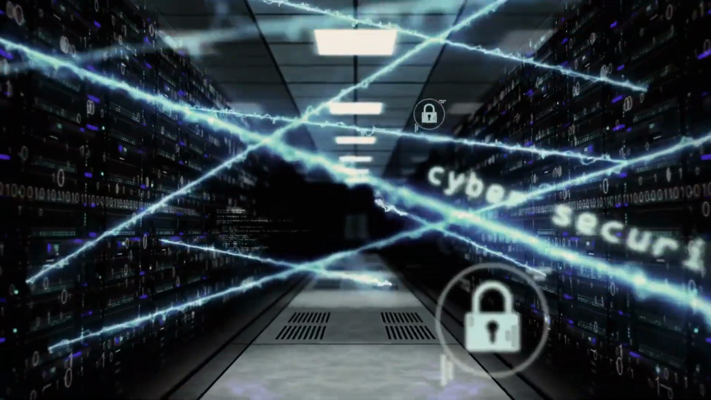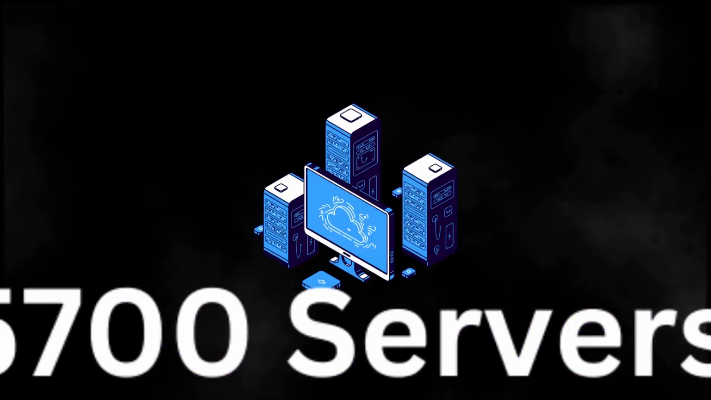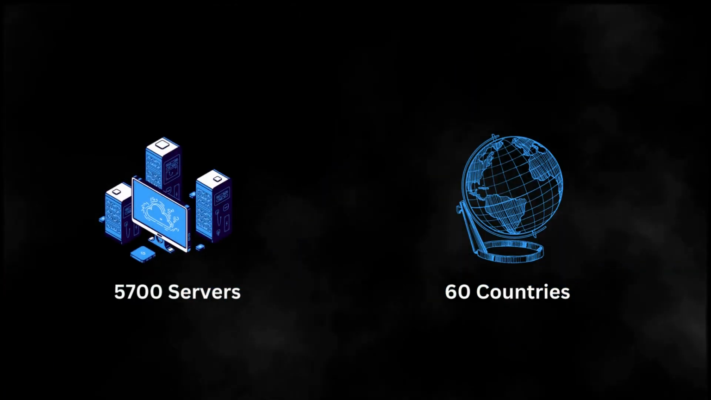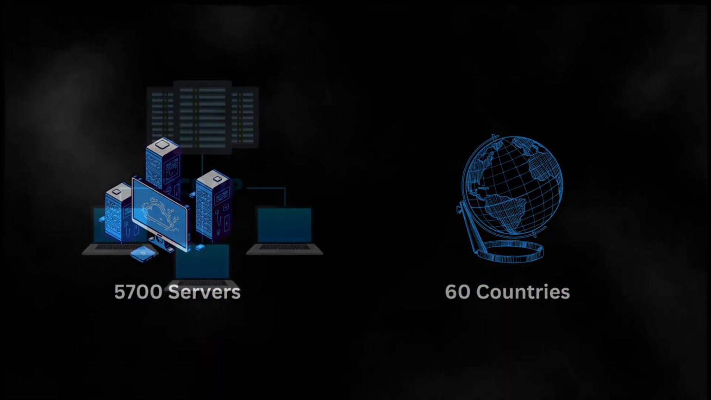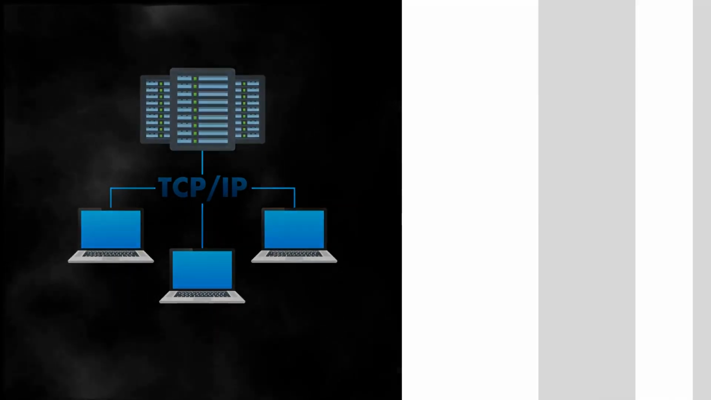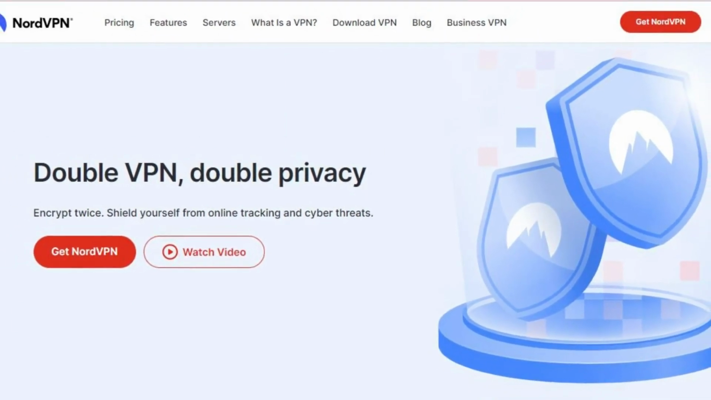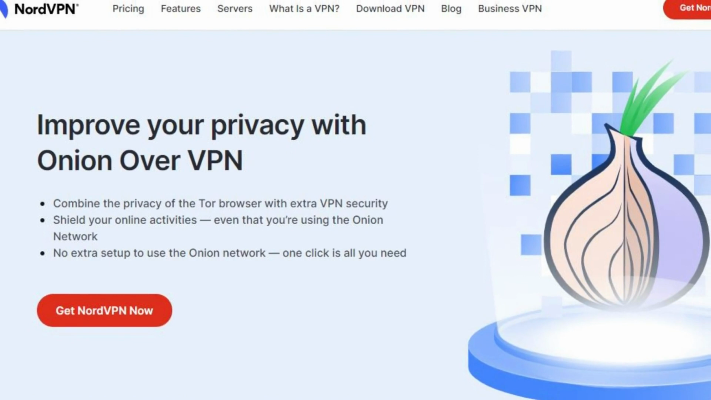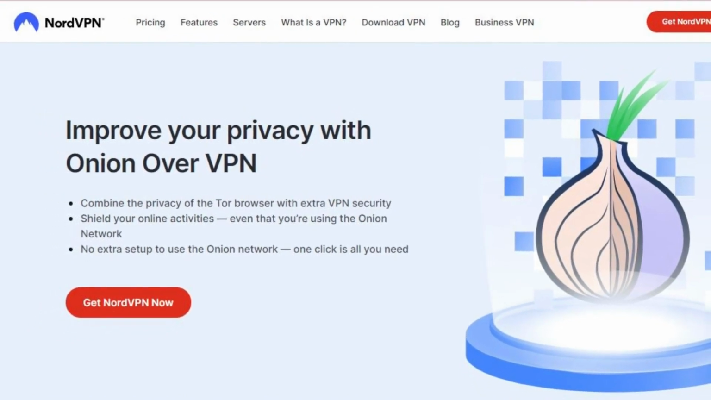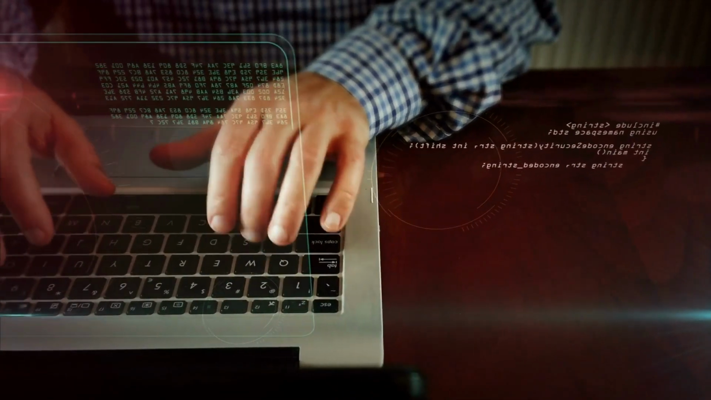Next up is their server choices. I really appreciate the amount of choices that they have for their servers. They have over 5,700 servers in 60 countries. You can also connect to the dedicated IP service if you want to pay a little extra. They have double VPN, obfuscated servers, Onion over VPN, and P2P options, along with an entire list of countries that you can choose from.